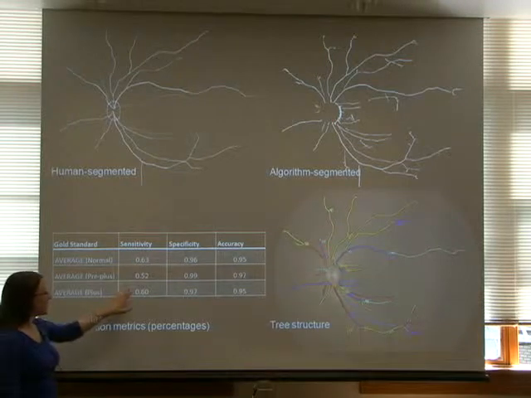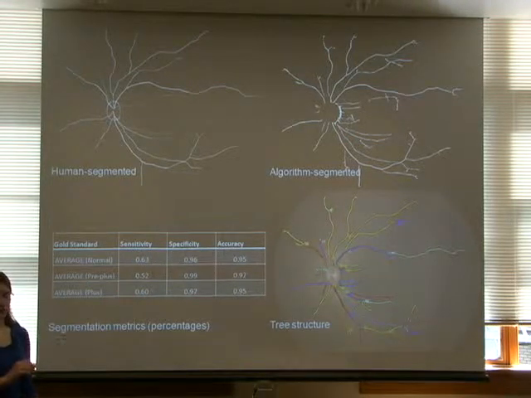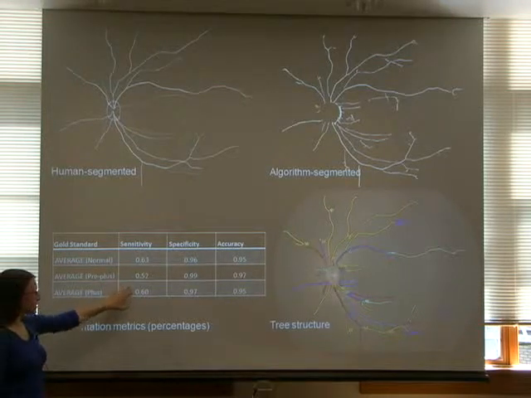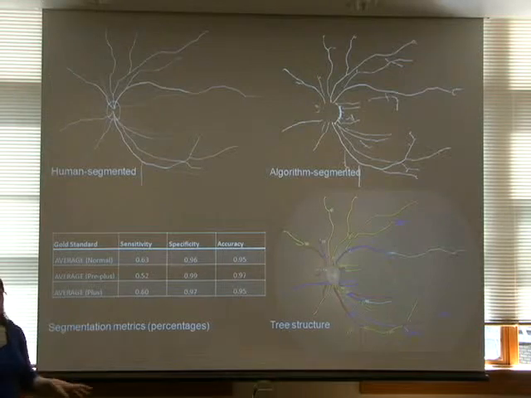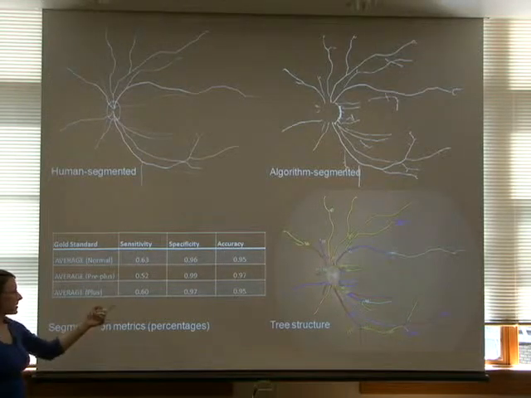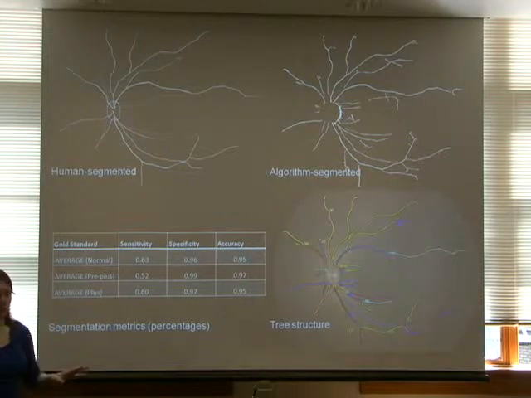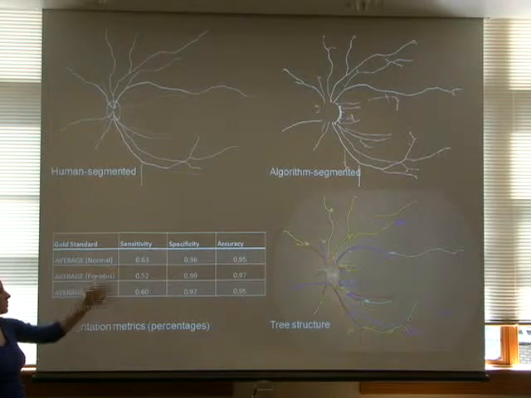And the sensitivity, which was when it segmented what it should, the white vessel tracings, is about 50 to 60%. Specificity and accuracy are much higher. Specificity is when it correctly does not segment, so that's high 90s for all of those. And the accuracy, that overall segmentation metric, is also very high. That's to be expected when the image is mostly black, to have the specificity and accuracy be higher.